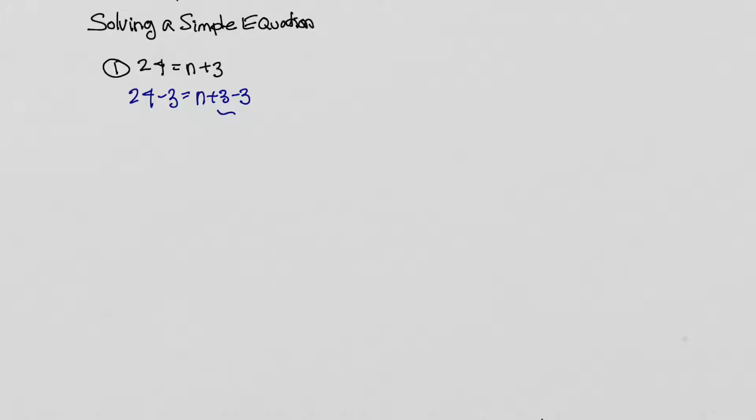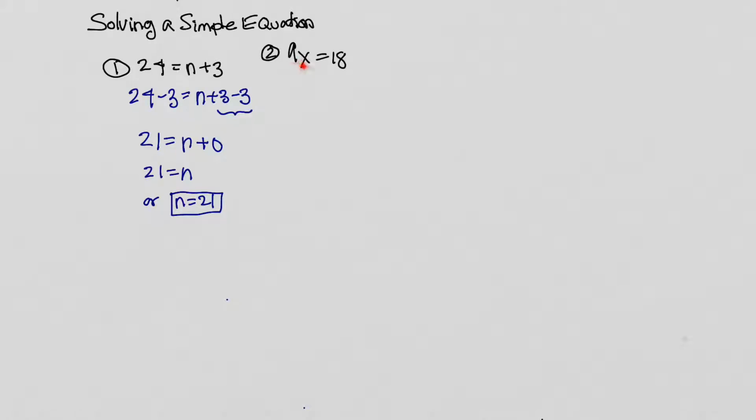So look at this part right here. That's 0. So what we're going to write is 24 minus 3 is 21 equals n plus 0, and n plus 0 is just n. So what we're going to conclude then is 21 is equal to n, or if you like, we can write n equals 21. Now this part right here, we're going to write, but we're not going to probably write this part right here.